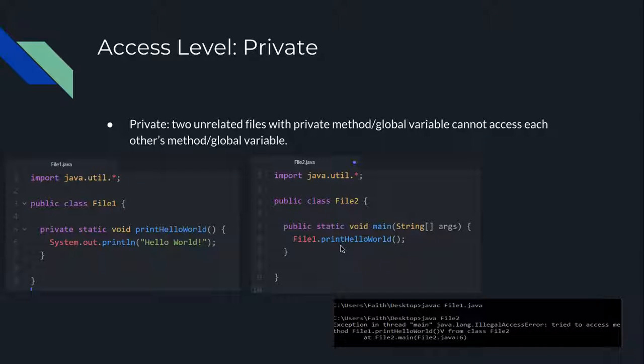Method inside the main method. However, file1 has a private field now here as the access level. So this is a private method. So here what happens is if I were to try to run my file2 on my command line here, then it's going to give me an error saying it tried to access a method called print hello world from file1. However, you're not allowed to do that because file1's print hello world method is private.